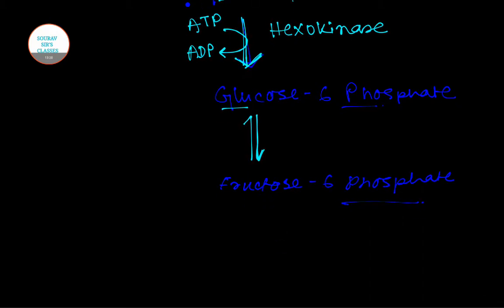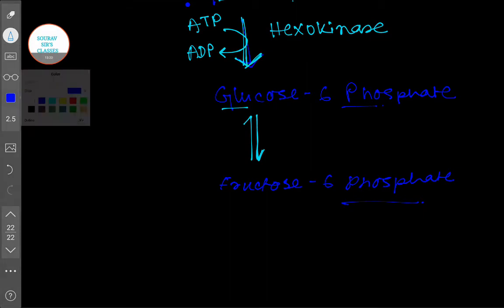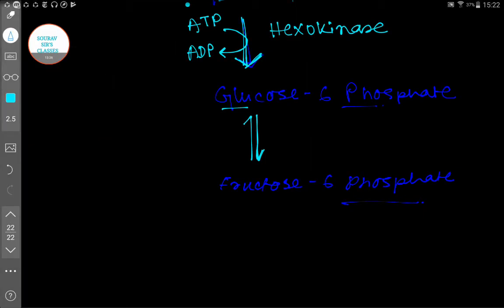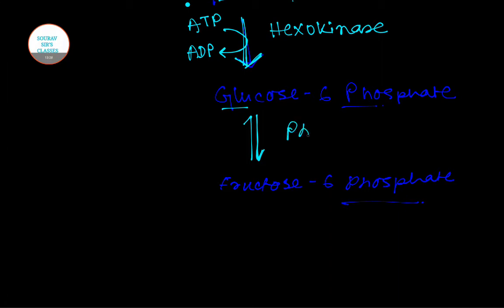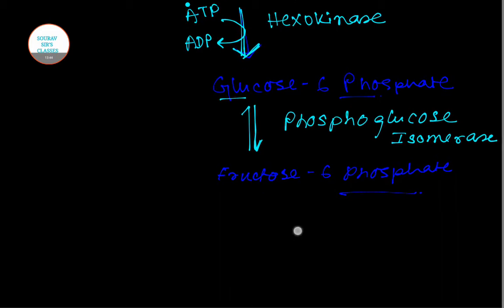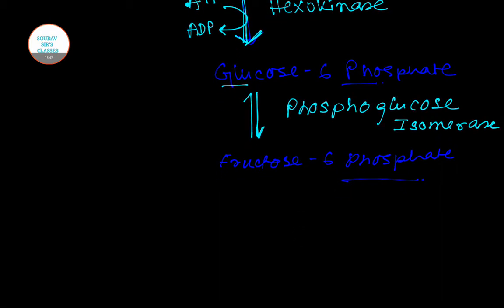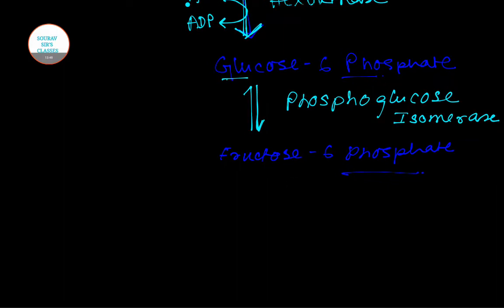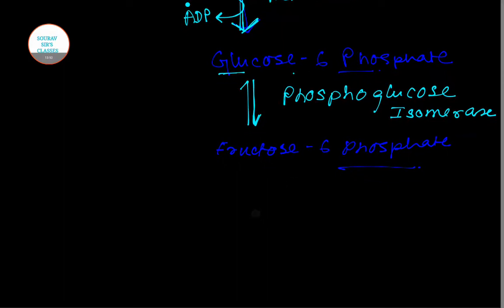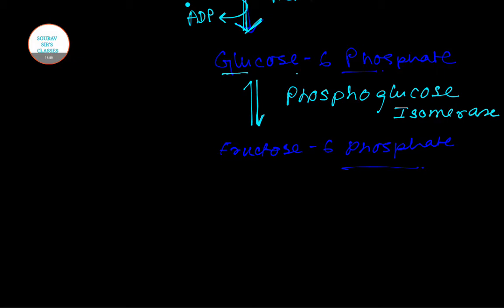So the enzyme that is helping this isomerization is phosphoglucose isomerase. Here the rearrangement of the carbonyl and the hydroxyl group at C1 and C2 is necessary for the next two steps, and another molecule of ATP is consumed here.